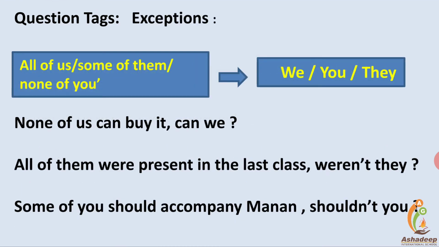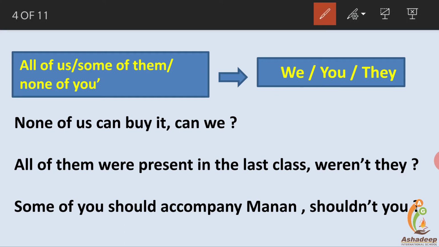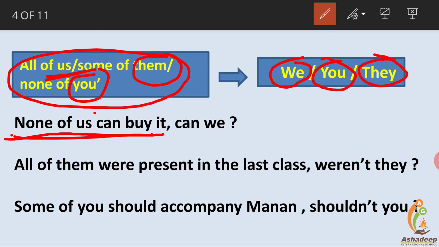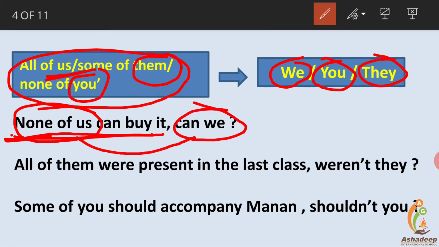All of us, some of them, none of them. These are groups of words used as a subject. In this case, all of us, we; some of them, they; none of you, you. These are the pronouns used. Here, application of the proper pronoun. None of us can buy it. None of us is the subject. Friends, none makes the sentence negative, and that's why the question tag is positive.